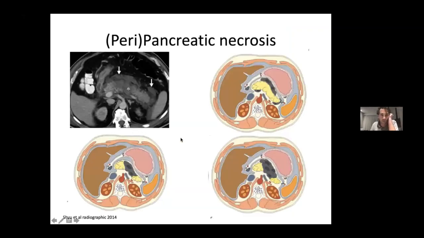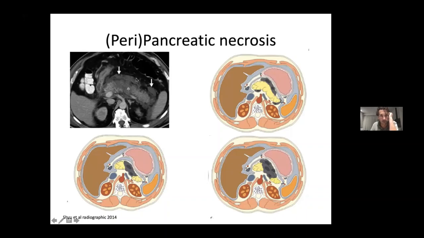So another picture of that. You can again see, where the asterisk is, this is a bit of non-enhancing pancreas, where the tail and the head do enhance. This is a patient who could potentially develop a pancreatic duct disruption. The pancreatic duct runs through this necrotic bit of pancreas. You can understand that these patients would have leakage of fluid from the pancreas.